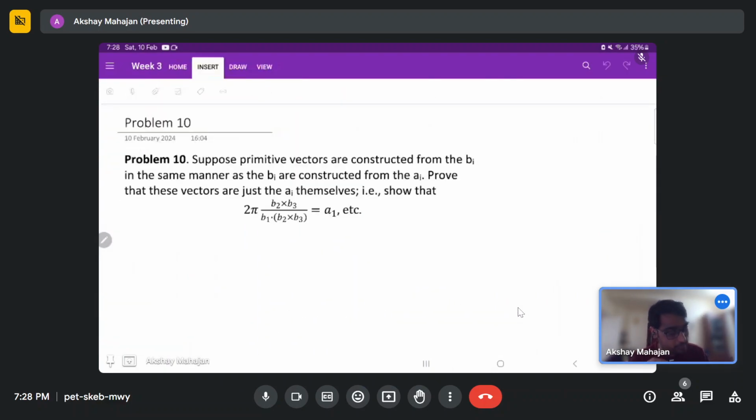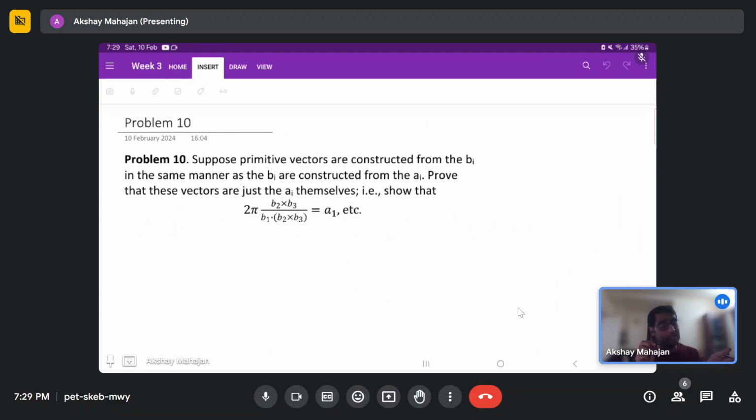Alright, so let's go to problem number 10 now. In problem number 10, suppose primitive vectors are constructed from the bi in the same manner as the bi are constructed from the ai. Prove that these vectors are just the ai themselves. Basically it is saying that for the reciprocal lattice vectors that we have found, the roles are changed. Your bi are now your ai.